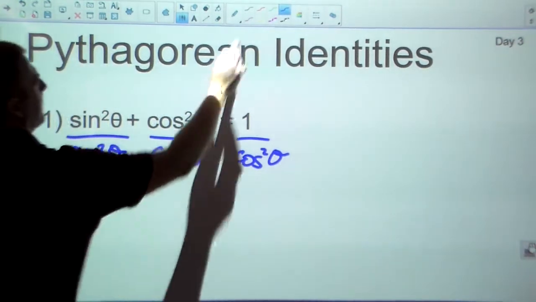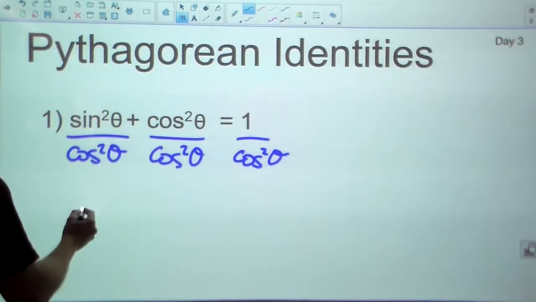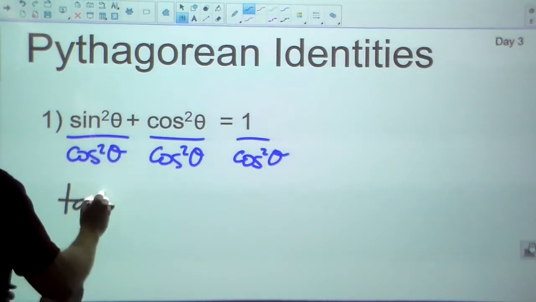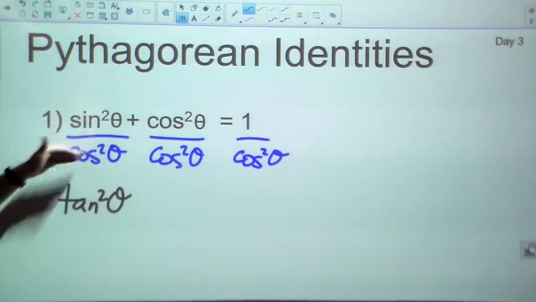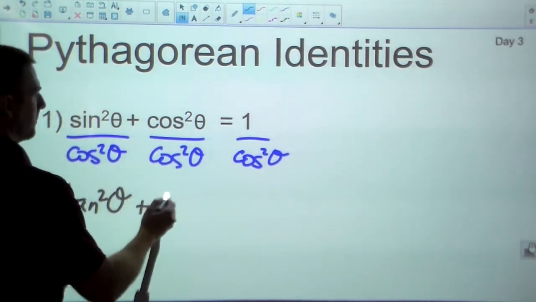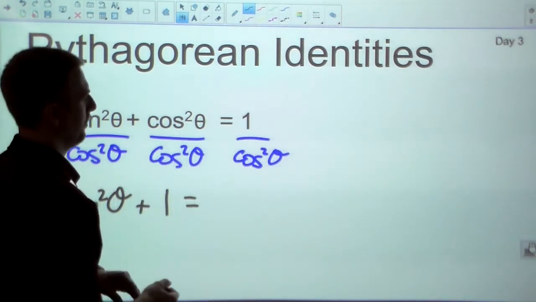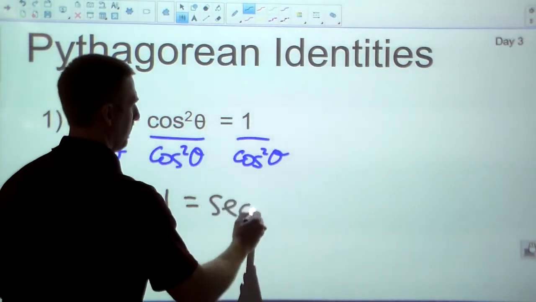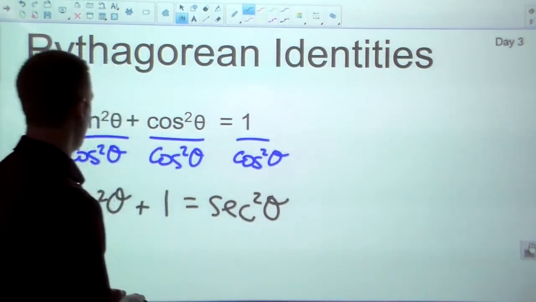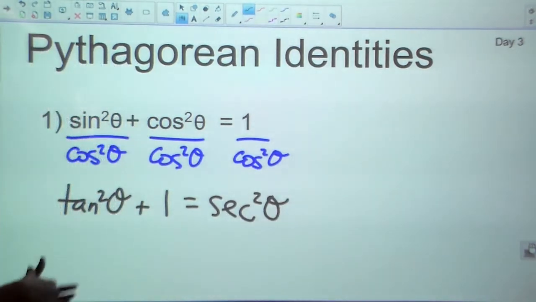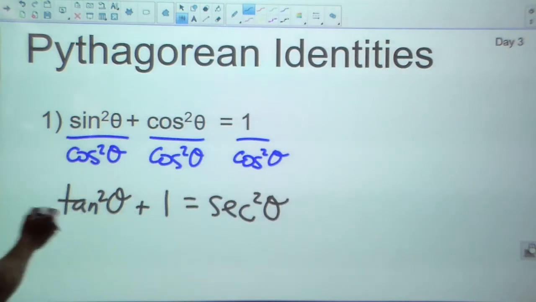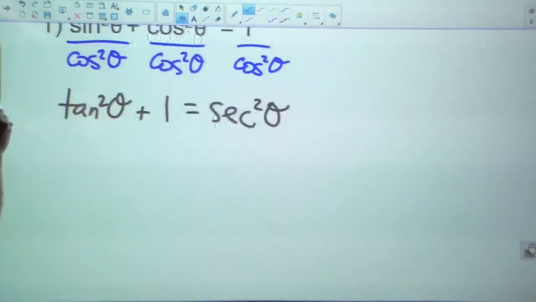Well, if I did that, sine squared over cosine squared would be tangent squared, because we know that sine over cosine is tangent. Cosine squared over itself becomes 1. And 1 over cosine would be secant, so that would be secant squared theta. And that actually leads to our next identity, which is tangent squared plus 1 is secant squared.